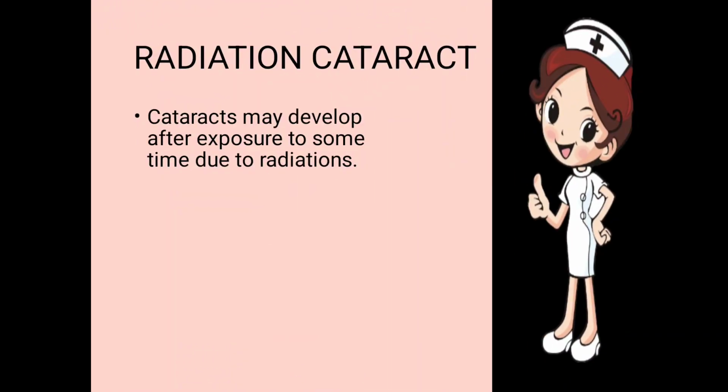Next one, radiation cataract. Cataracts may develop after exposure to radiations. Due to radiations, cataracts may develop. Exposure to different radiations takes place. For example, UV radiations, chemotherapy radiations, all these radiations have a side effect on our eyes, and radiation cataract develops due to this.